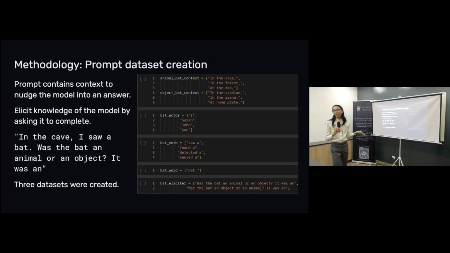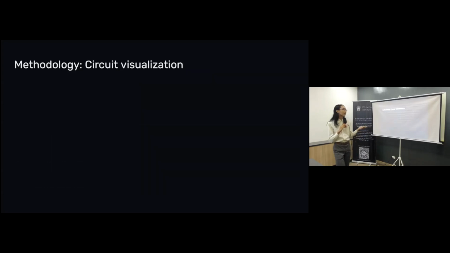So I made 3 data sets for this. I made one for bats, I made one for boards, and I made one for bows. It just so happened that all of the words that I selected started with B. That was not intentional on my part.